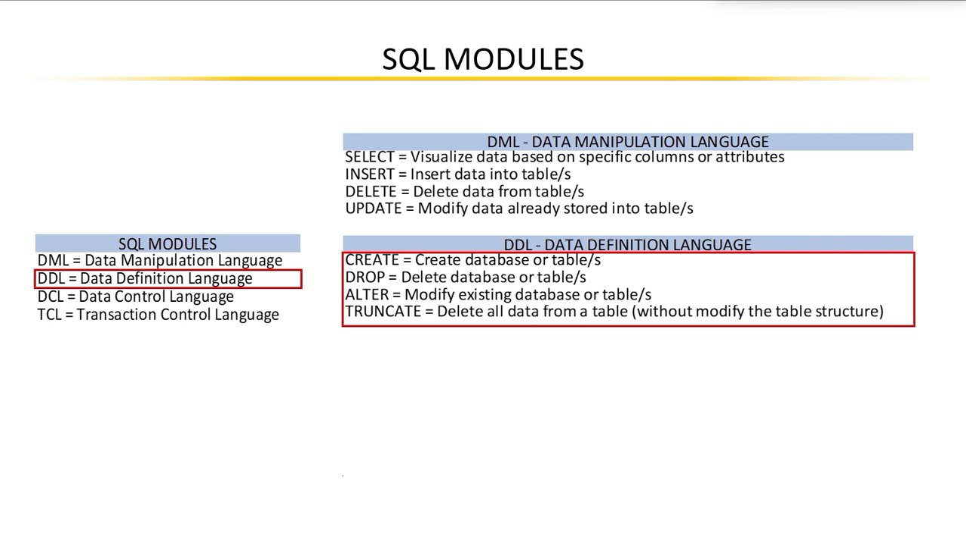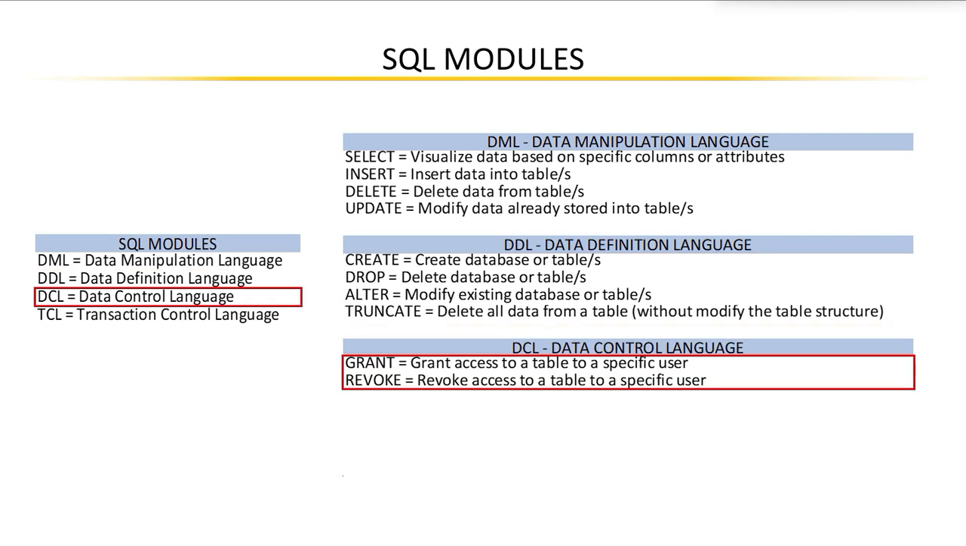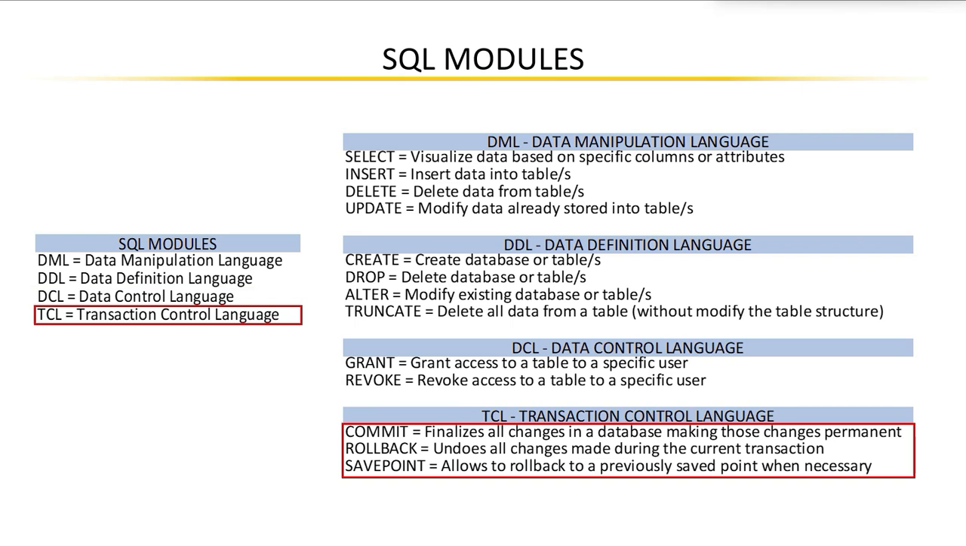Let's now focus on the last two modules, DCL and TCL. While the commands under the DCL module, Data Control Language, allow us to grant or revoke access to our library or part of it, like a rare book section, for example, to specific individuals or users, TCL's ones, such as commit, rollback, and savepoint, enable us to manage backups and revert to any previously saved point whenever we realize a mistake has been made.